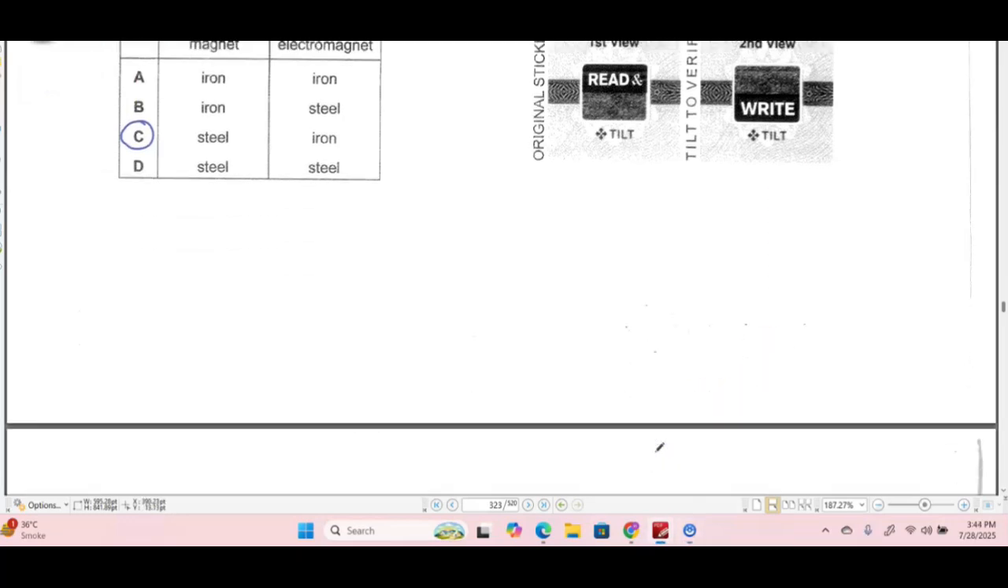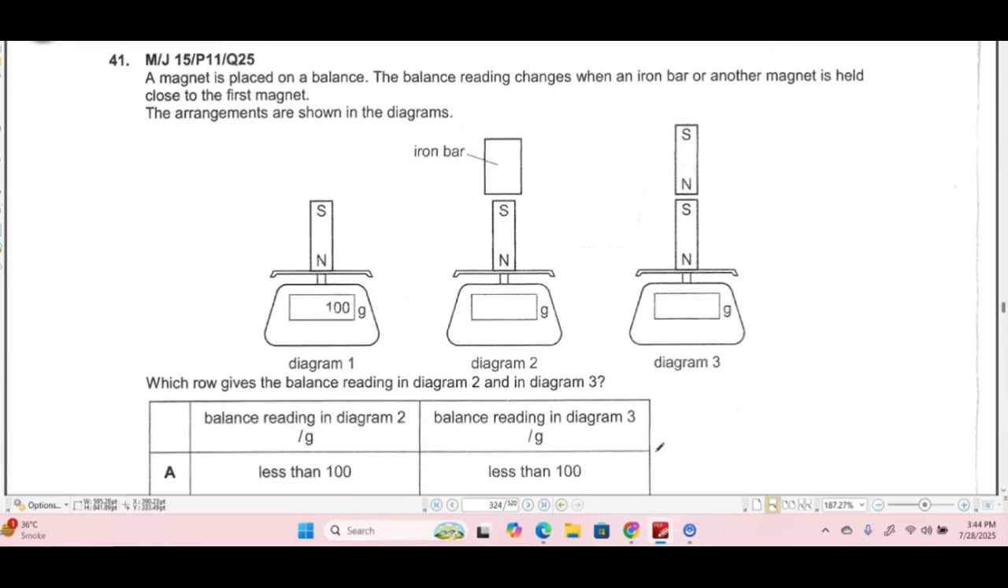Okay, moving forward to question number 41. A magnet is placed on a balance. The balance reading changes when an iron bar or another magnet is held close to the first magnet. The arrangements are shown in the diagram.